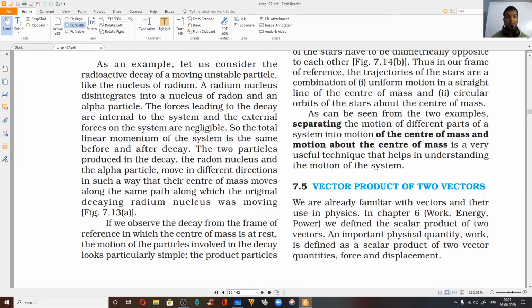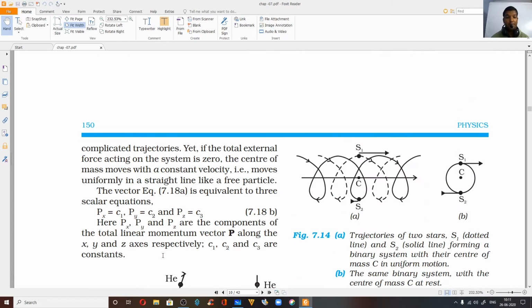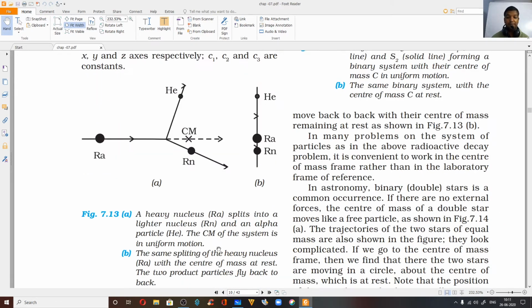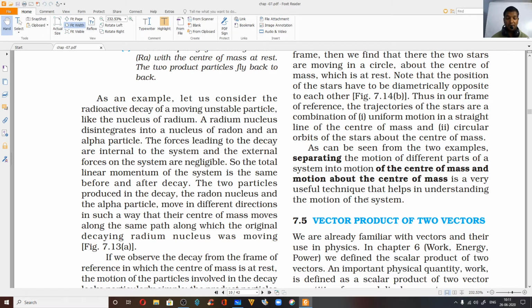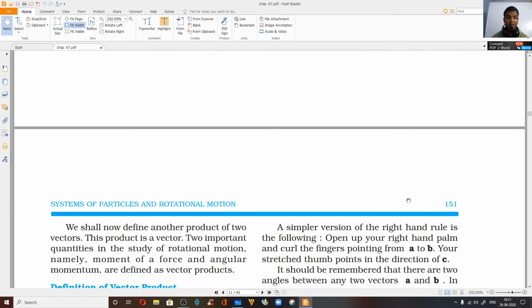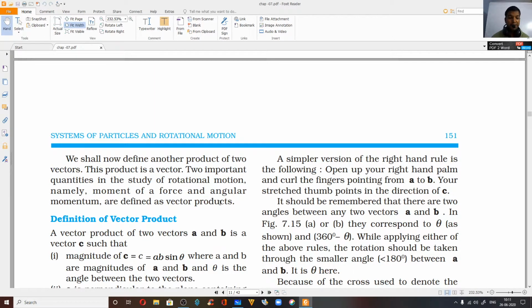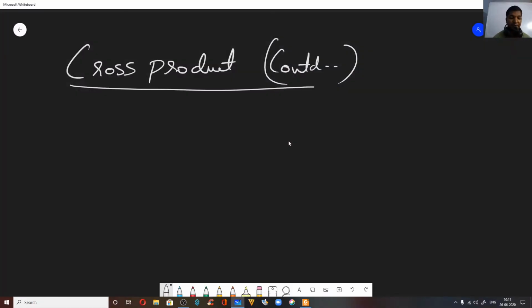In that, it is on page number 150. So this is chapter number 7. You can download the PDF from the NCERT website. They have given the vector product of two vectors. Same thing I'm teaching here.